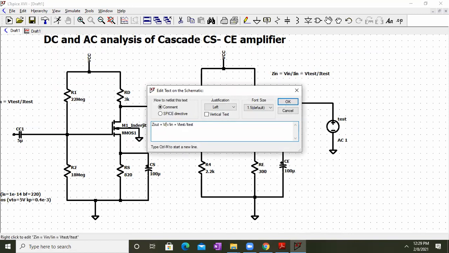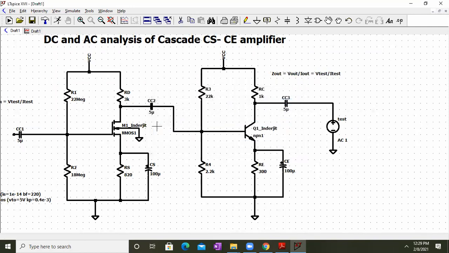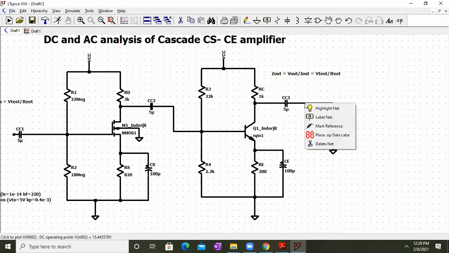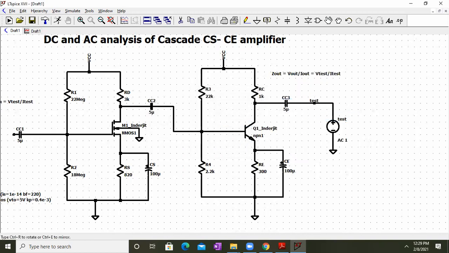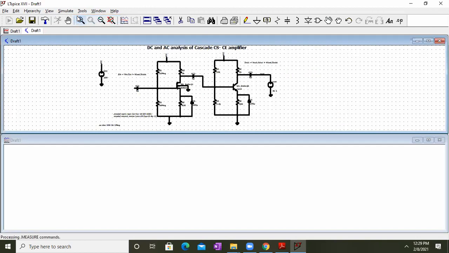Why am I writing Z? Because it's an impedance which is dependent upon frequency also. So this will be V out divided by I out. Okay, and click on OK. Now I'll label this as test again and paste it over here. So once you simulate, you will automatically get the value of Z out directly. So I'll go to simulate, click on run.